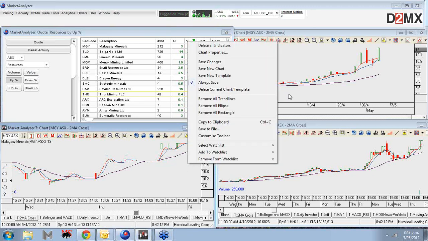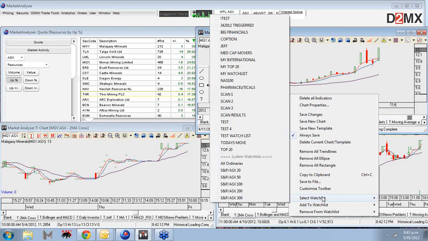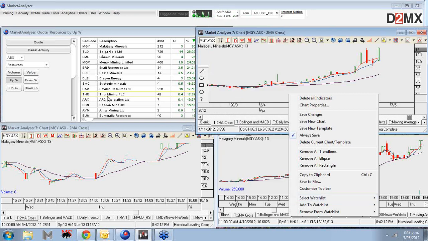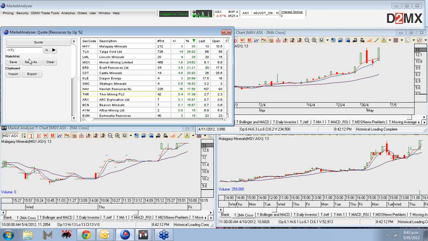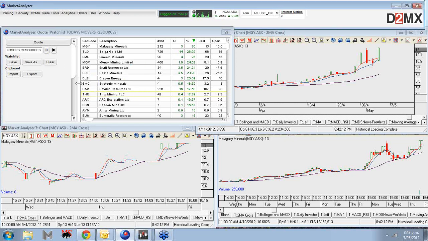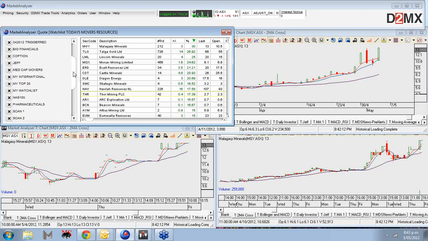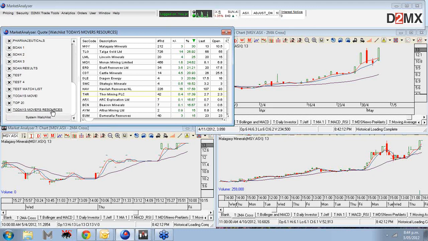If I right click on, we'll use the daily chart, if I right click on this and select the watch list, and the watch list that I'm looking at, these movers here, if I save this as a watch list, so if I go quote, save as, and I save it as today's movers in the resources, and tell it OK, I've created a watch list in here called, where is it? Today's movers resources.